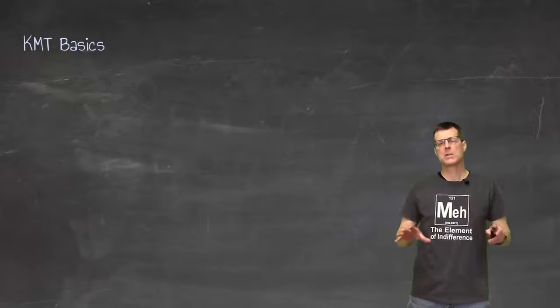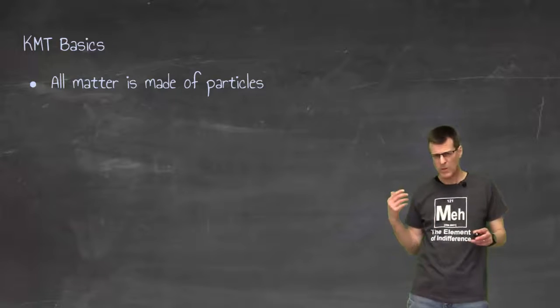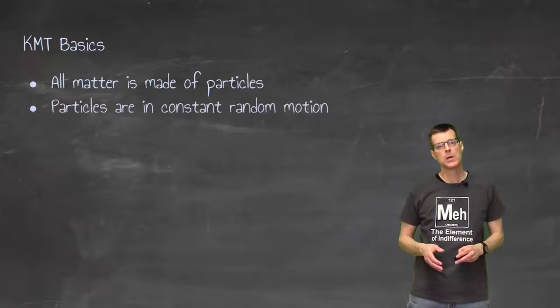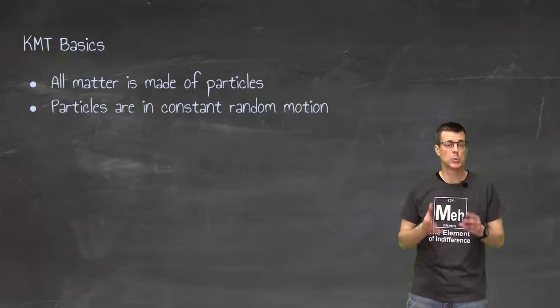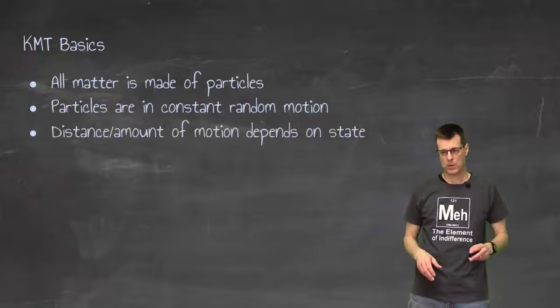So the basic things of the kinetic molecular theory, KMT, that you need to know, and something you probably already do know, is that all matter is made of particles. That's probably something you've known for a while. Particles are in constant random motion, and that random motion is going to be kind of important. So is the constant part of it as well.